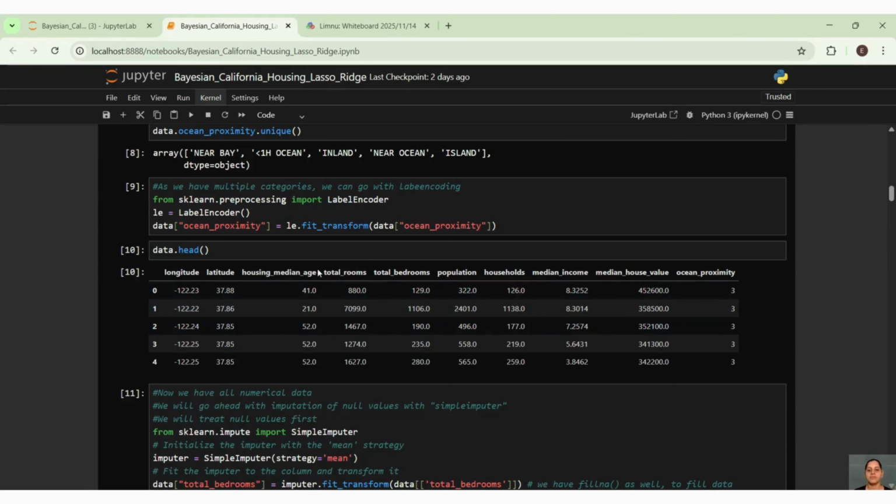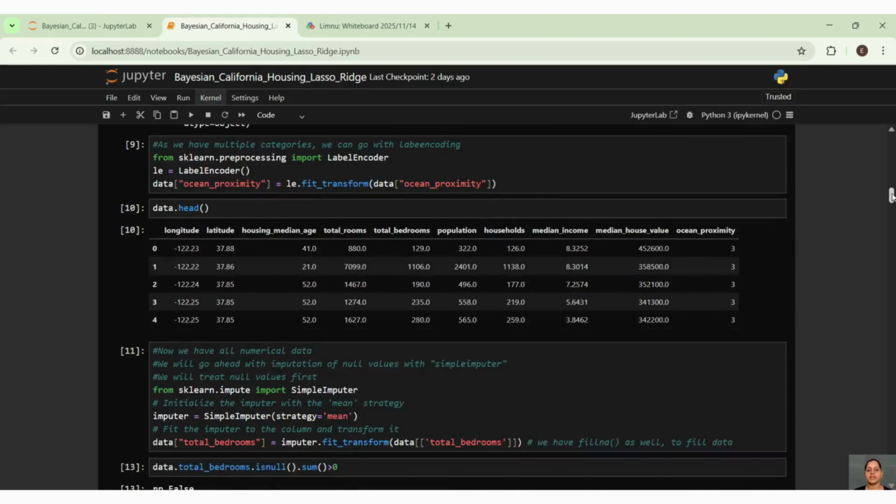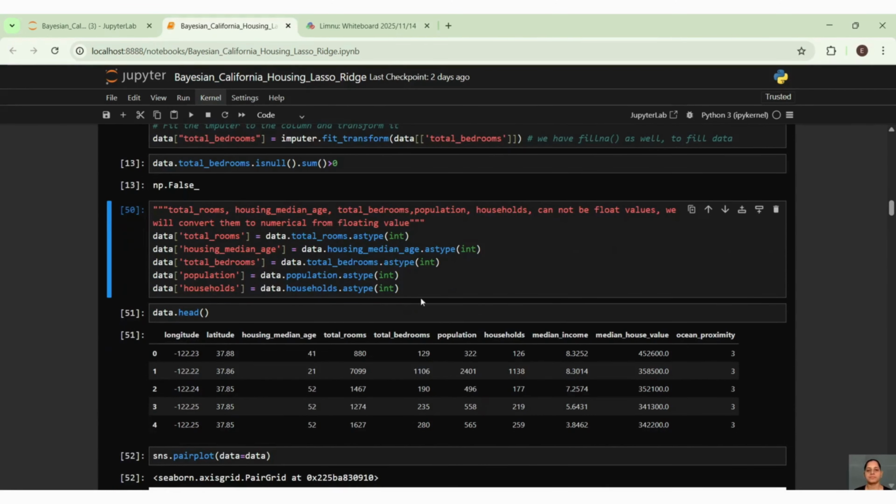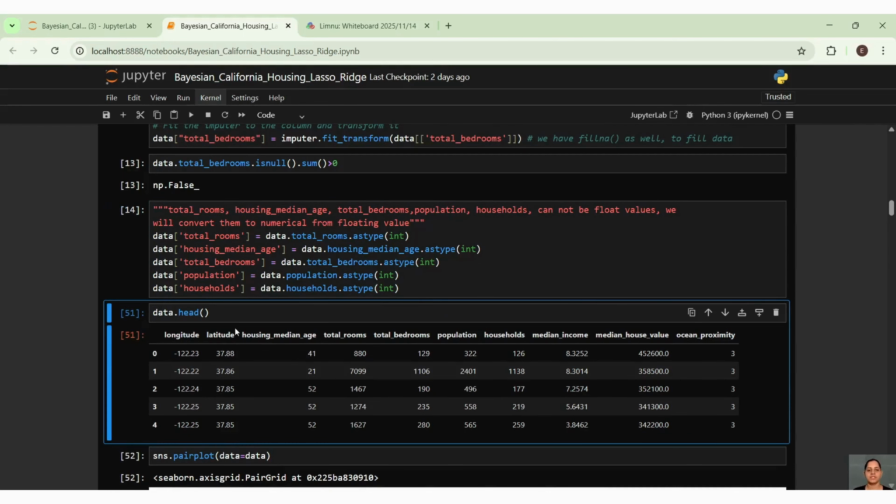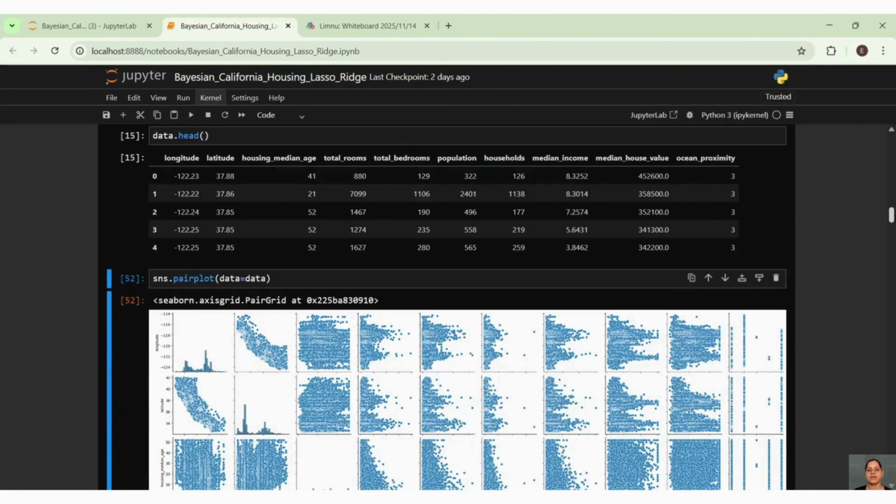Then we have rooms, the total number of rooms cannot be in decimals, right? Then bedrooms again cannot be decimals. Then population cannot be decimals. These are quantifying data, correct? Then households, like the number of items present in each apartment, right? So all these are quantifying data. So I am converting them to int, and once converted, I am able to see that those decimal values are gone, and we can see the clear data now, right?